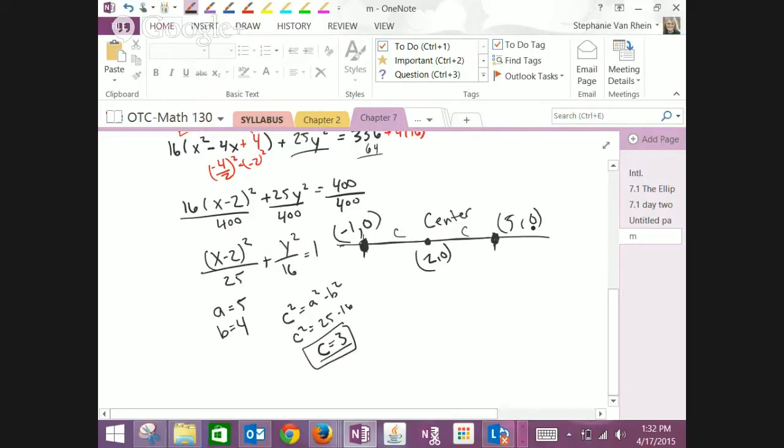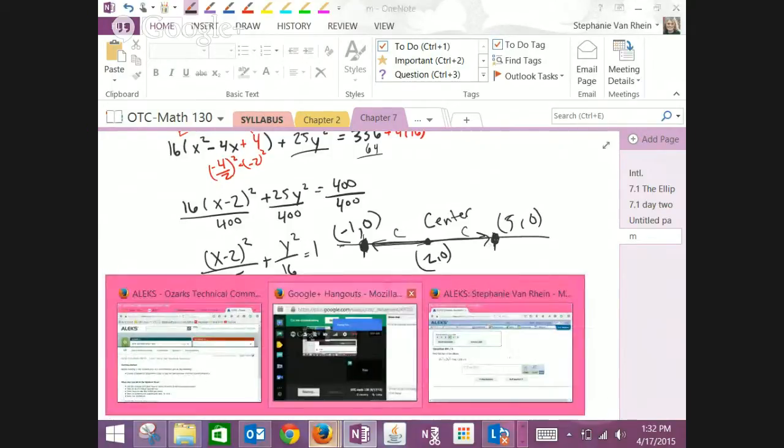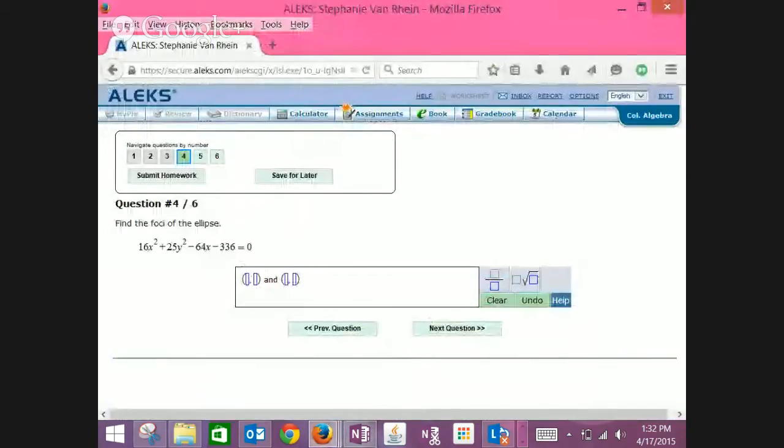They're on my major axis, and they're C units from my center. So my center here is 2, 0. I go C units to the left and C units to the right. That only affects x. My y stays the same at 0. So minus 1, 0, and 5, 0.